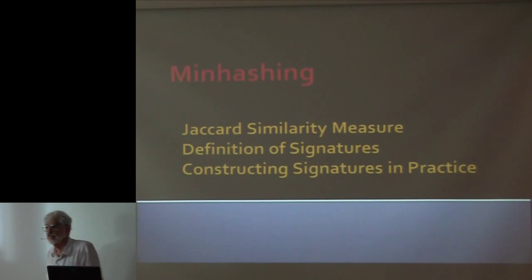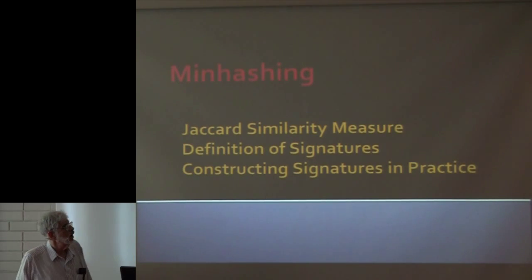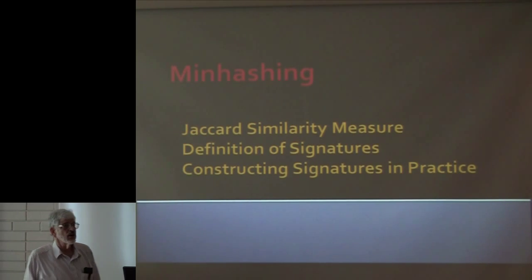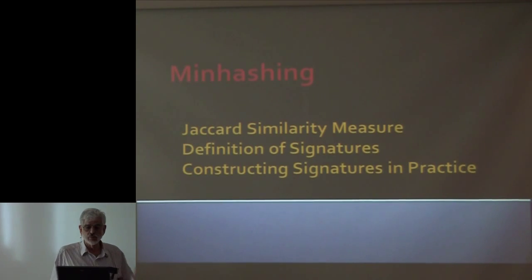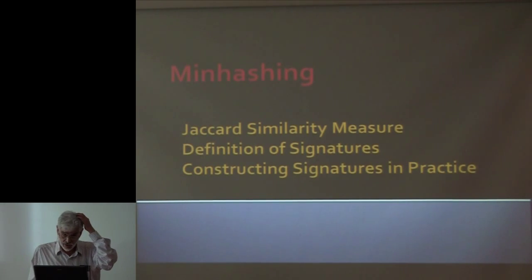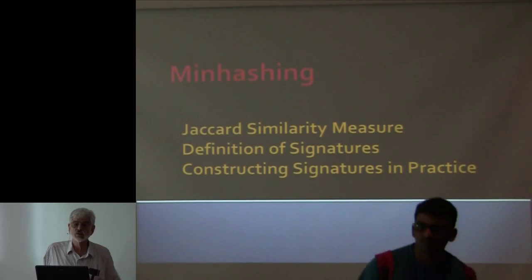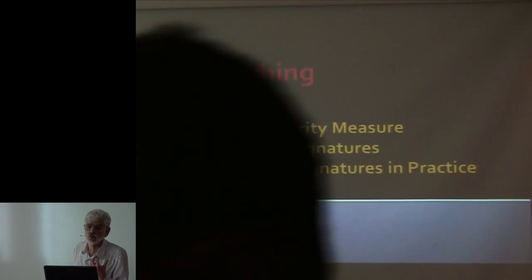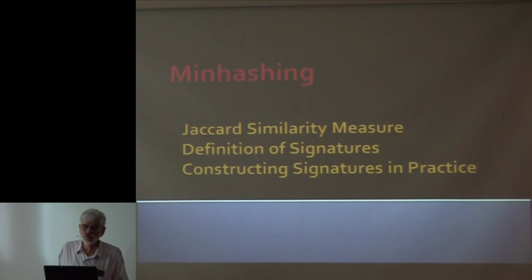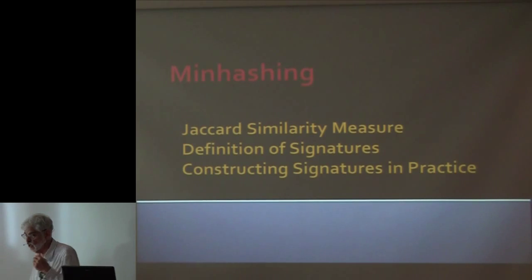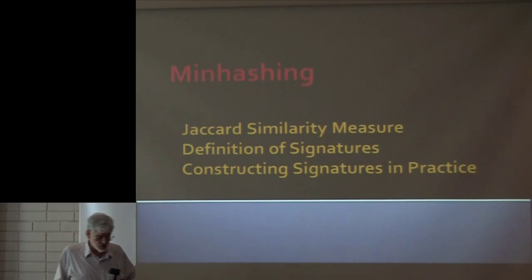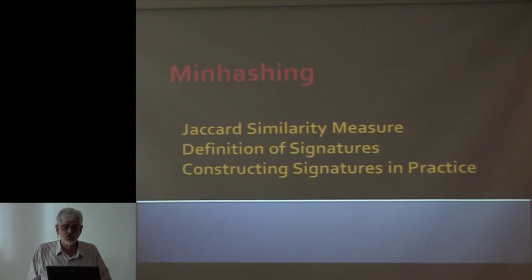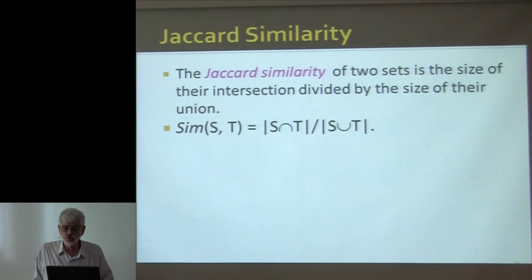Okay, so let's talk about Minhashing now. First thing I need to do, I've never really formally defined what it means for sets to be similar. That's what's called Jaccard similarity. And then I want to talk about turning sets into these signatures, that is vectors of integers. It's easy to describe in principle how the signatures are constructed. It's kind of hard to do them in practice, so I want to do that.